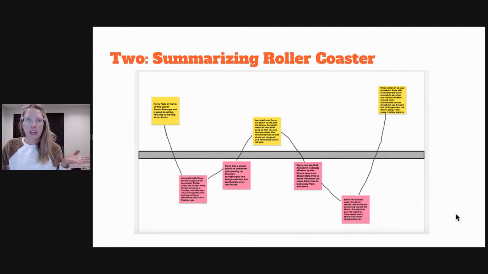Another idea is this summarizing roller coaster. I feel like a lot of times when we're asking students to summarize, it's like, hey, write me a paragraph of what happened, or write me a bulleted list in chronological order of what happened. And this is just a fun way for students to visualize summarizing differently.